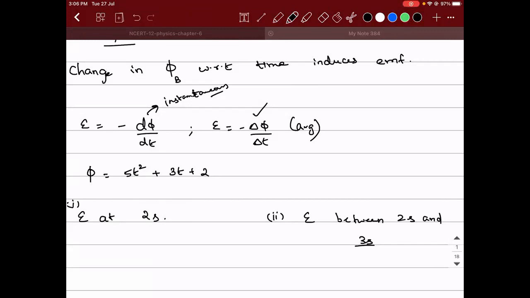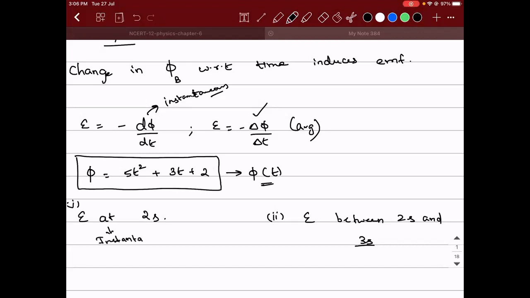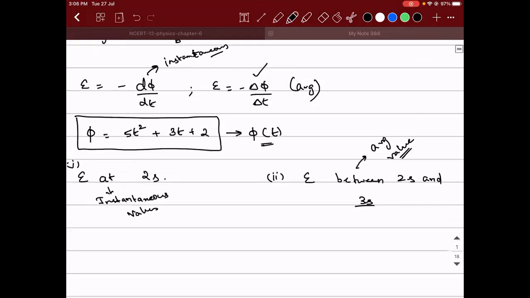Now, if you observe this question, flux is a function of time. So flux depends on time. When you're asked to calculate the EMF at 2 seconds, "at" stands for instantaneous value. Wherever you see the word "between", it stands for average value. So that is a hint, right? When you are asked to solve the instantaneous one, you are going to take this formula. So E is equal to, here I'll take only the magnitude, d phi by dt.